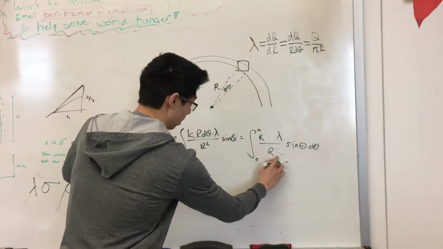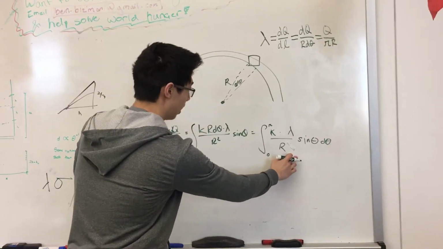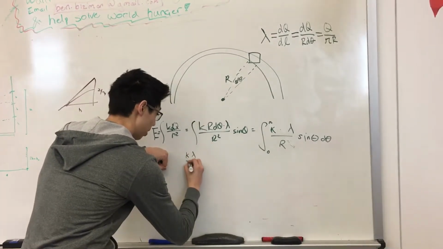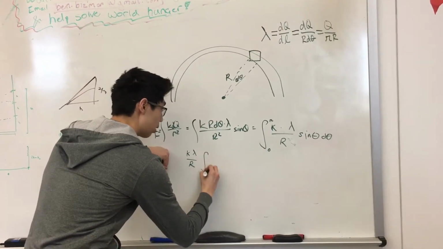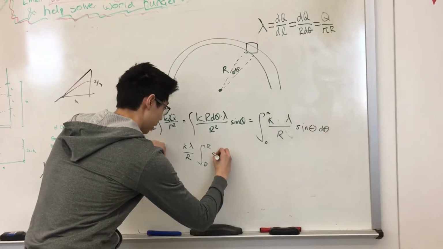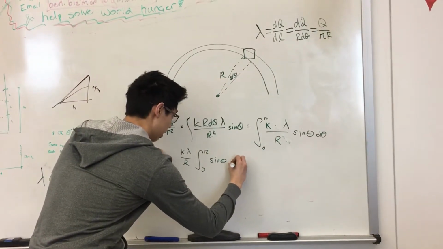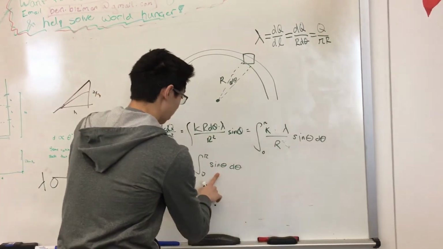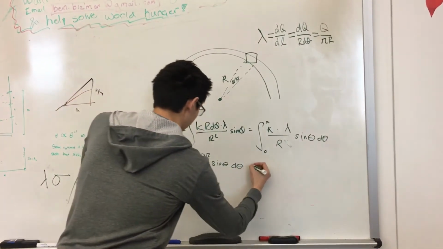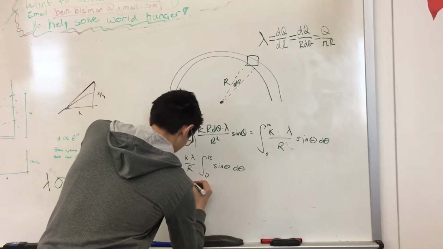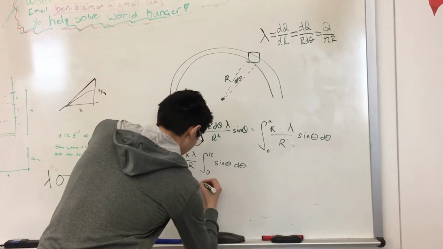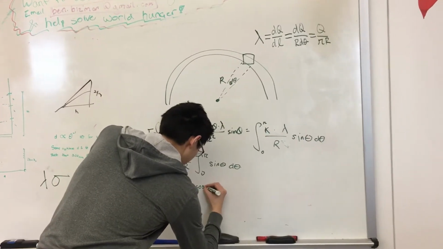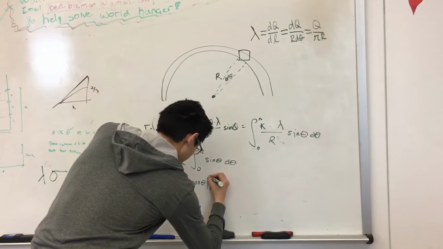Since this right here is a constant and is not dependent on theta, we can take it out of the integral. So we can do k lambda over r times the integral from 0 to pi of sine theta d theta. The integral of sine of theta is equal to negative cosine theta. So we have negative cosine theta from 0 to pi.